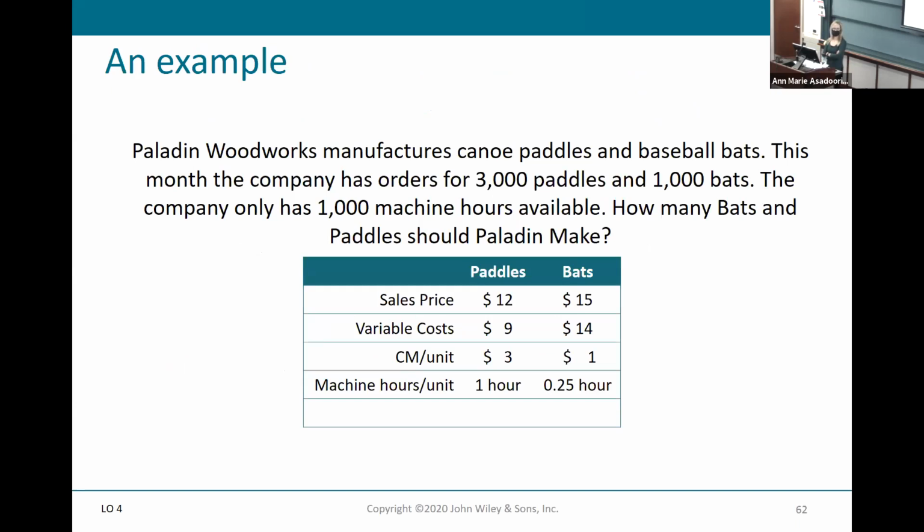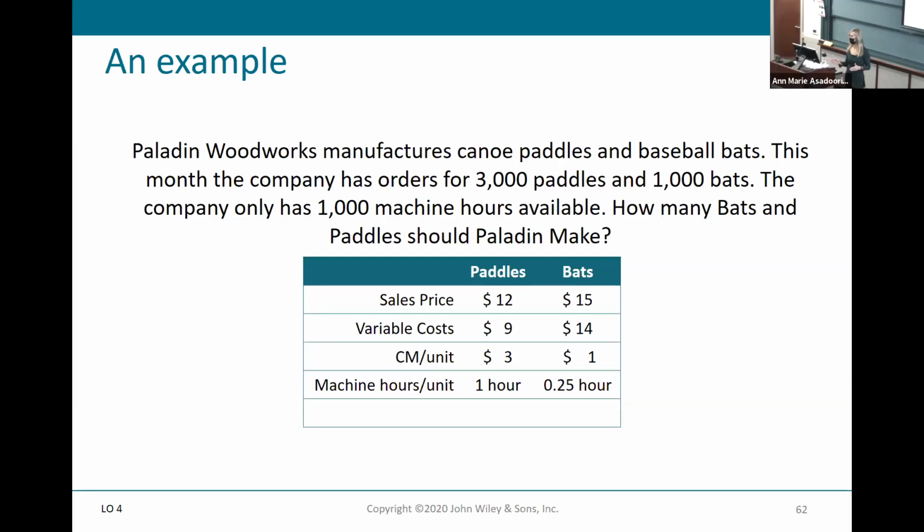All right, so let's do this together. What's the first thing that you're thinking about doing here? Michael? Finding the contribution margin per constrained resource. Okay, well, first of all, here in all of these problems, I've given you the contribution margin per unit, but that may not always be the case, right?